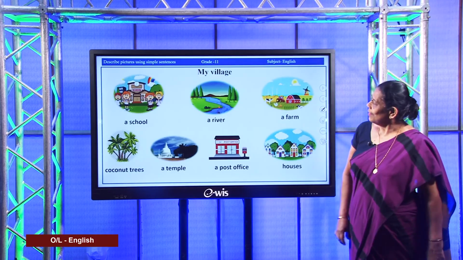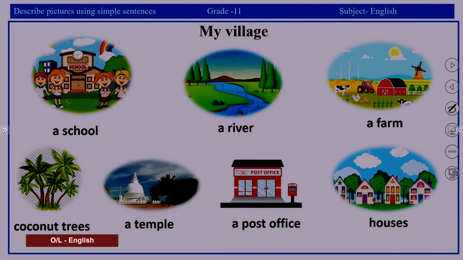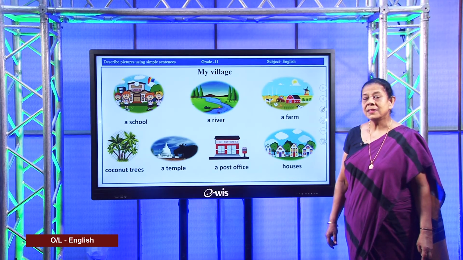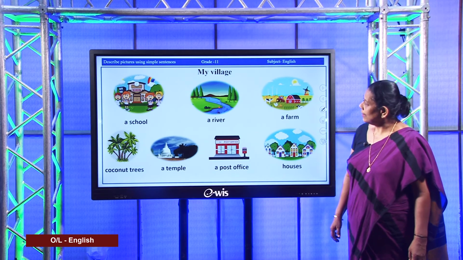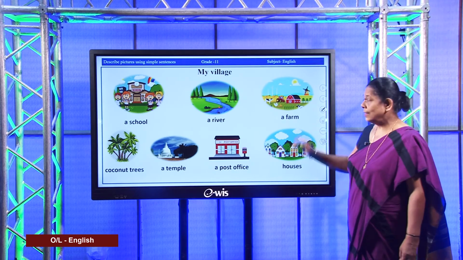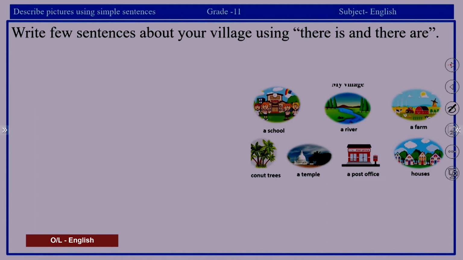Now look at the picture. My village. So what are the things in my village? A school, a river, a farm, coconut trees, a temple, a post office, houses. Can you describe these pictures, children? Can you write the sentences describing the things in my village? So how do you describe? You have to use there is or there are.